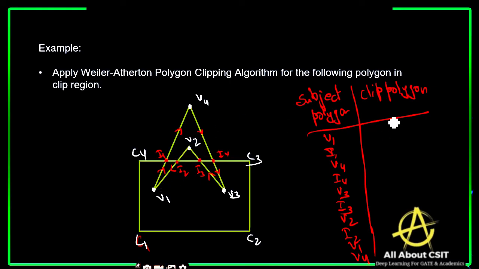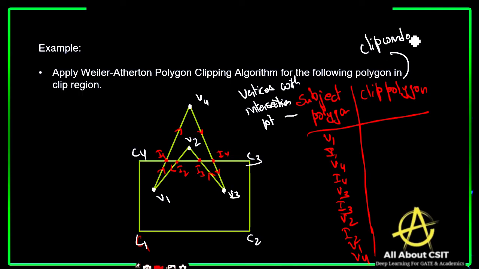Now the clip polygon. Clip polygon means the clip window with intersection points. Subject means vertices with intersection points, and clip means the clip window with intersection points. This time we consider the clip window, not the vertices.